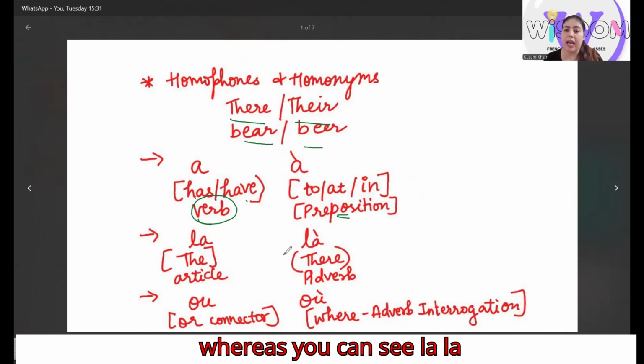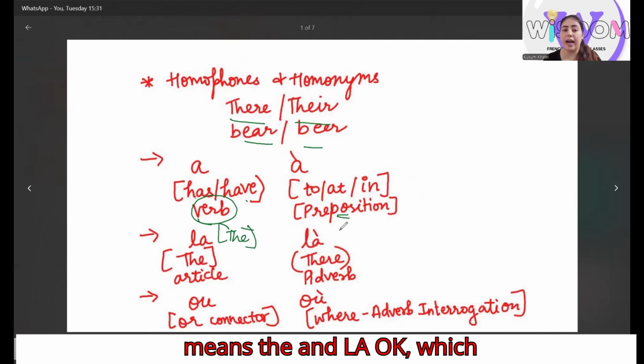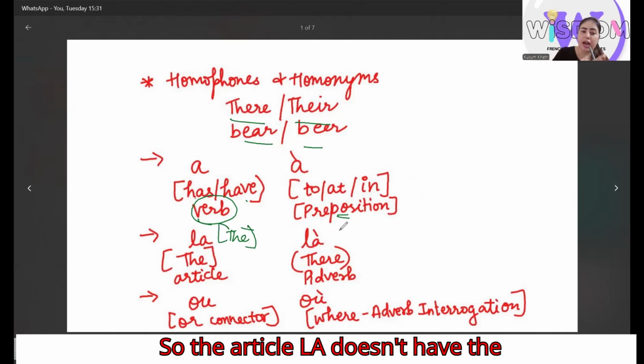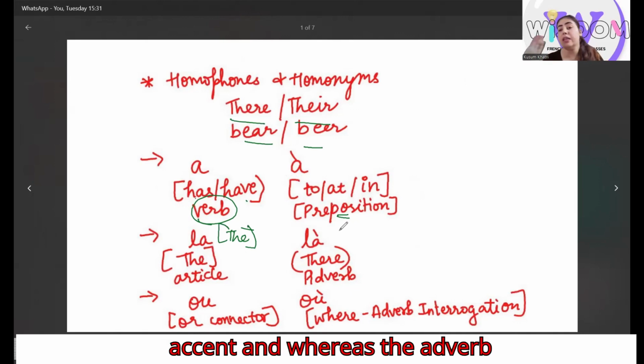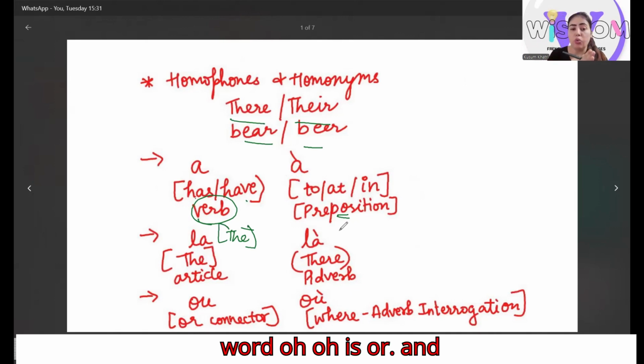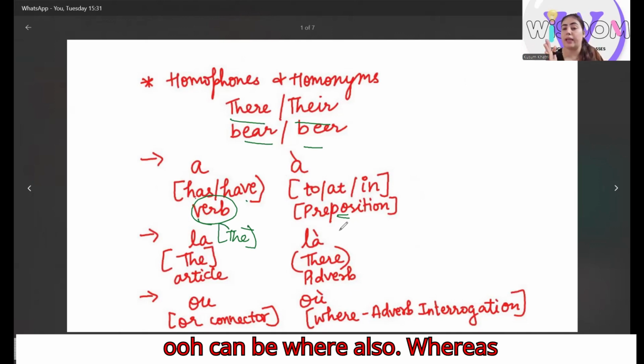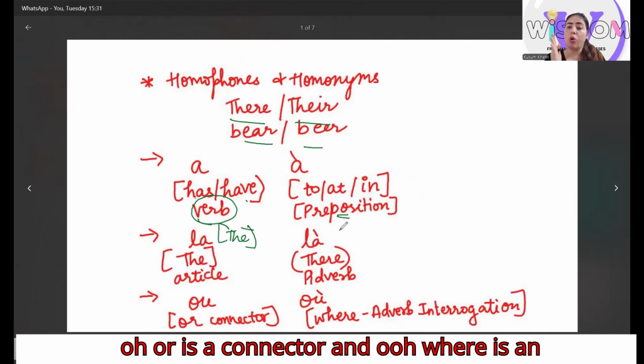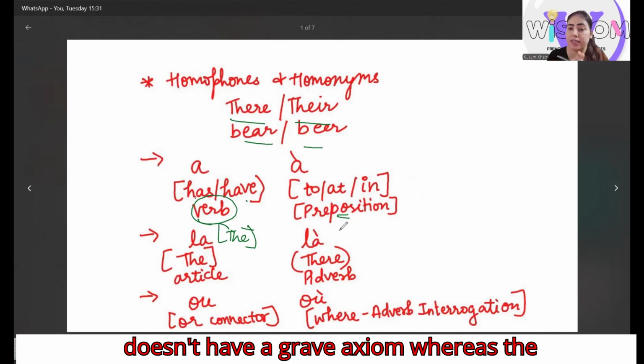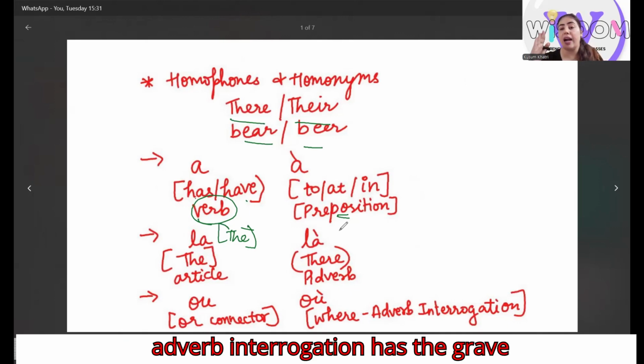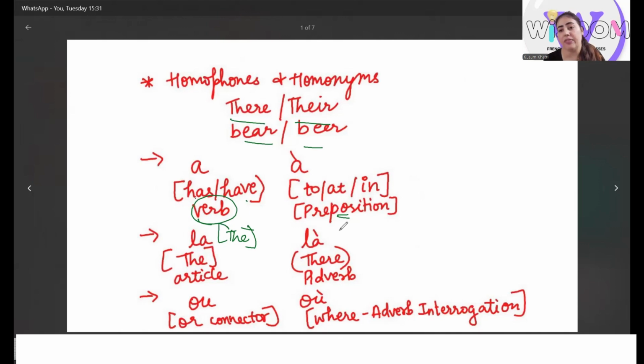Whereas you can see la, it is an article which means the, and là, which is an adverb which means there. So the article la doesn't have the accent, whereas the adverb là has an accent. In the word ou, is or, and où can be where also. Whereas ou is a connector and où is an interrogative adverb. So the connector doesn't have a grave accent, whereas the interrogative adverb has the grave accent.